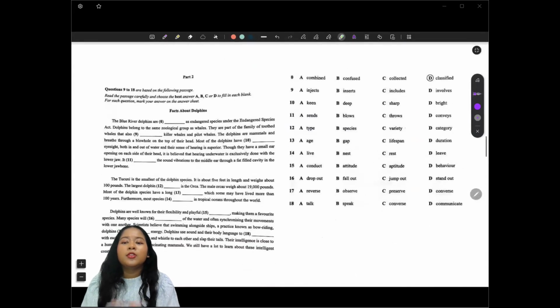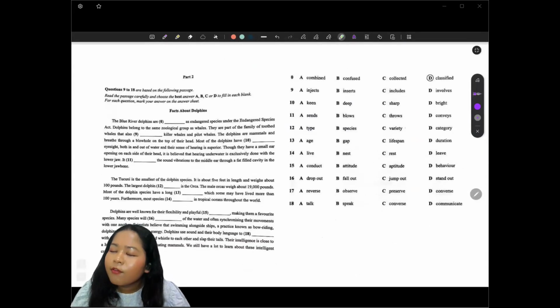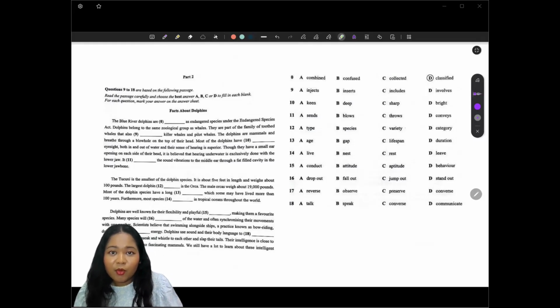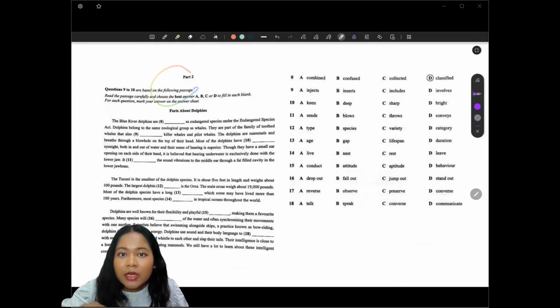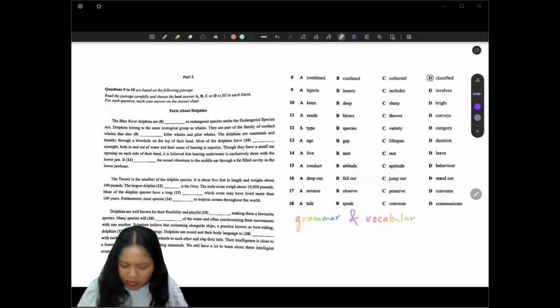Now, this is part number two. For every student of mine, I will tell them that this is quite crucial. Why? As a student for whom English is not their first language, like me, I'm Malay, orang Malaysia, saya orang Melayu, the English language is actually my second language. So this part tests us in terms of grammar and vocabulary.